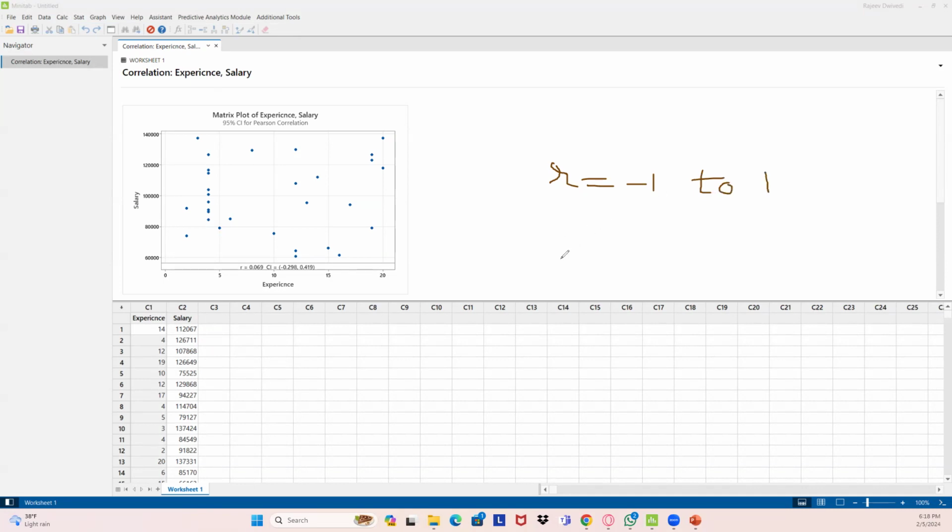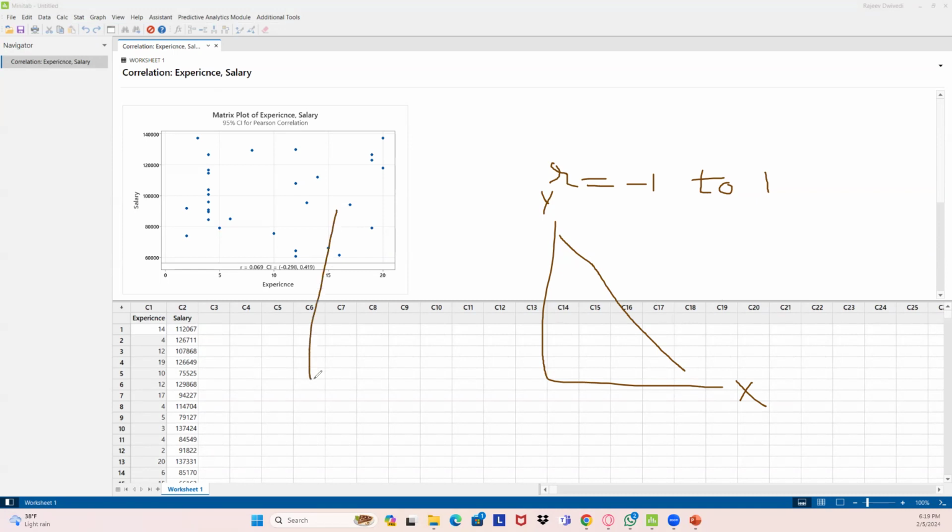Means, how can it be -1? So this is X and this is Y. It can be -1 when the X value is increasing and the Y value is decreasing. So like this kind of graph. This is negative correlation. One is increasing, let's say your experience is increasing, but your salary is decreasing.